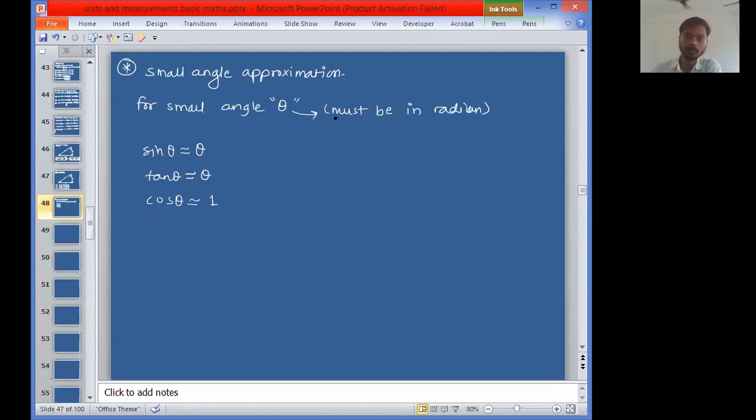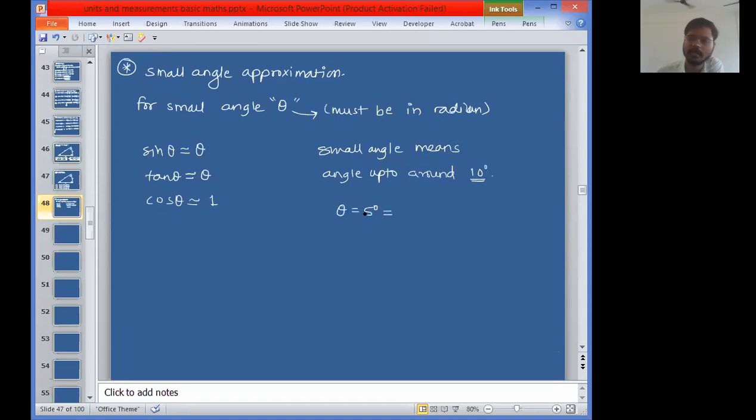Okay, but that angle must be in radian. Now right here, small angle means, just keep on writing, these are new things for you, angles up to around, let's say, 10 degrees. Fine. So let's say you have angle theta equal to 5 degrees.